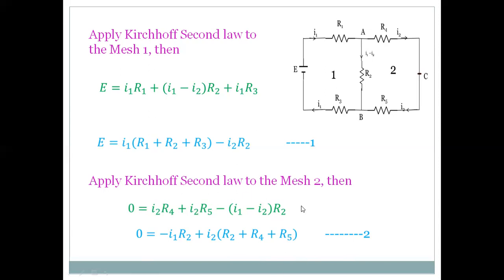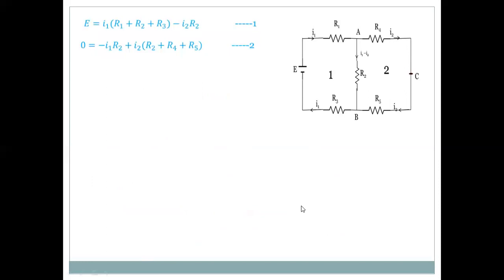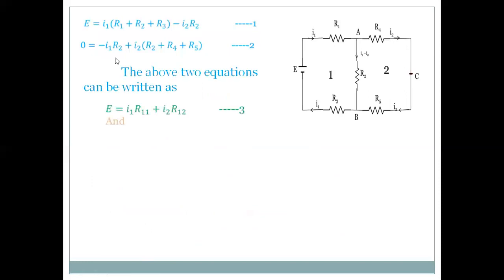From these 2 equations, 1 and 2, we can simply write E is equal to I1 R11 plus I2 R12. Here R11 is equal to R1 plus R2 plus R3. This is in mesh 1, where R1, R2, R3 are there. So R11 is called the impedance of mesh 1.